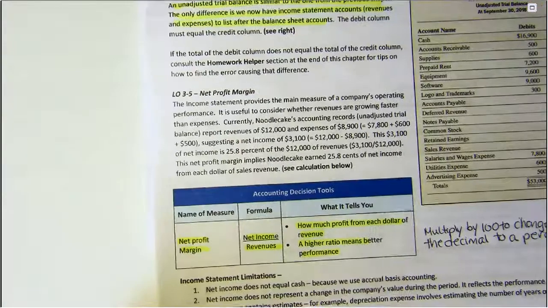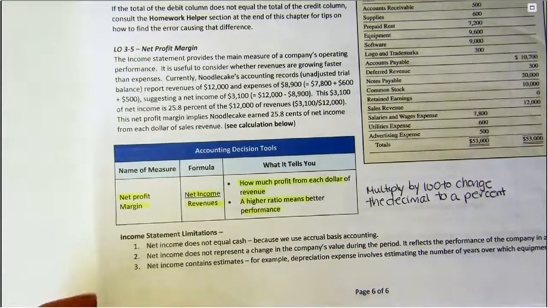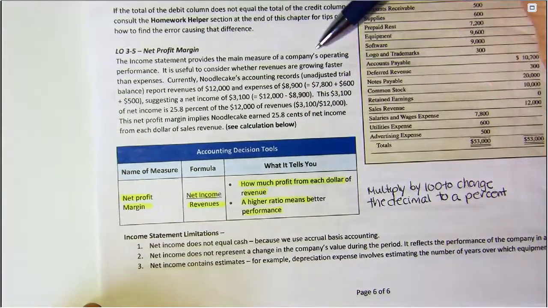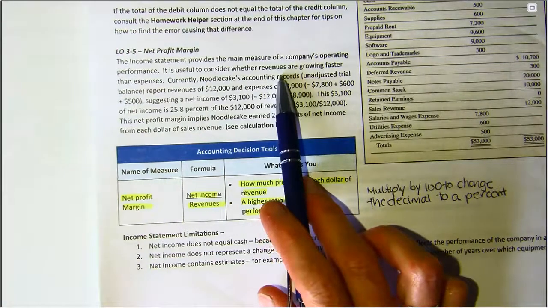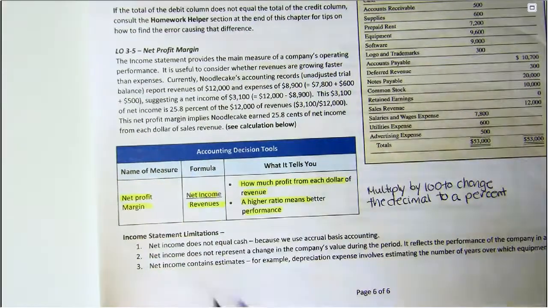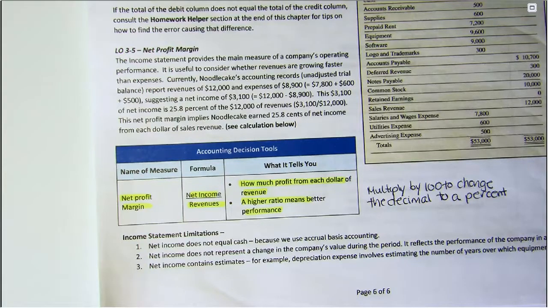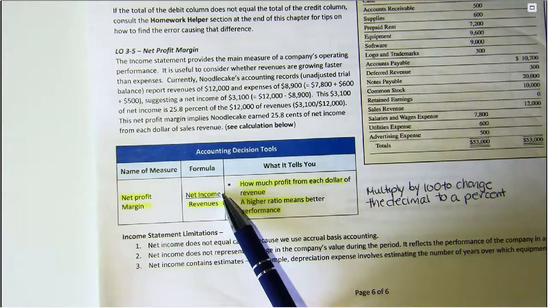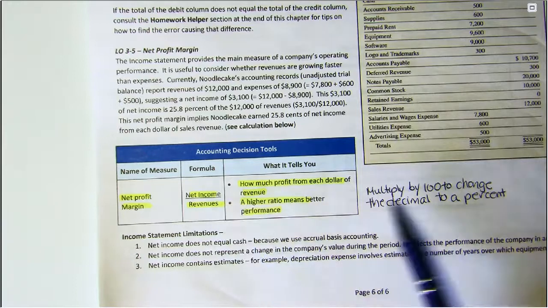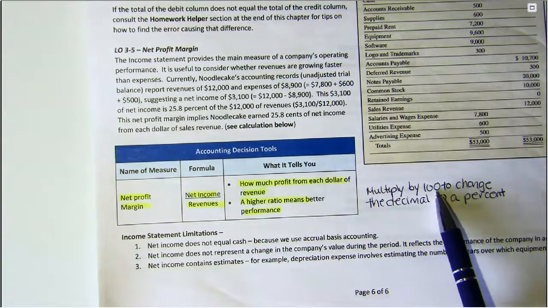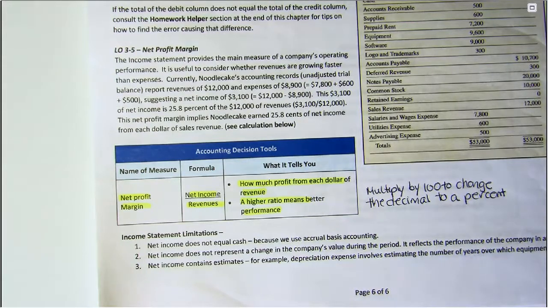Let's take a look at the last topic for the chapter, and that is the net profit margin. It tells us that the income statement provides the main measure of a company's operating performance or success. It's useful to consider whether revenues are growing faster than expenses. So what we can do is calculate what percent of every sales dollar ends up as our net income. We would do that by taking our net income and dividing by our total revenues. That will give you a decimal answer. If you want it in a percent, multiply it by 100, or you can move the decimal place 2 points to the right.